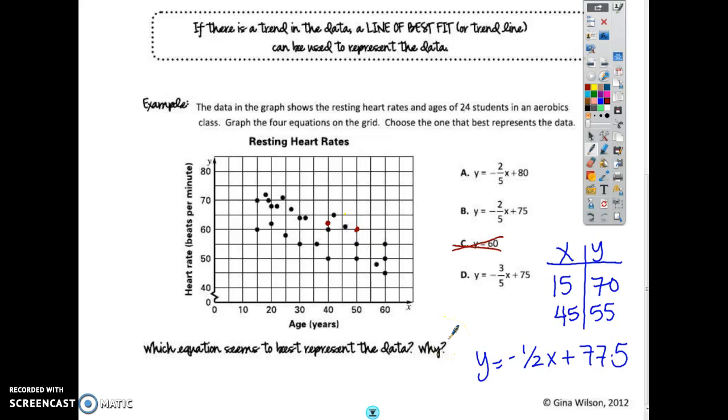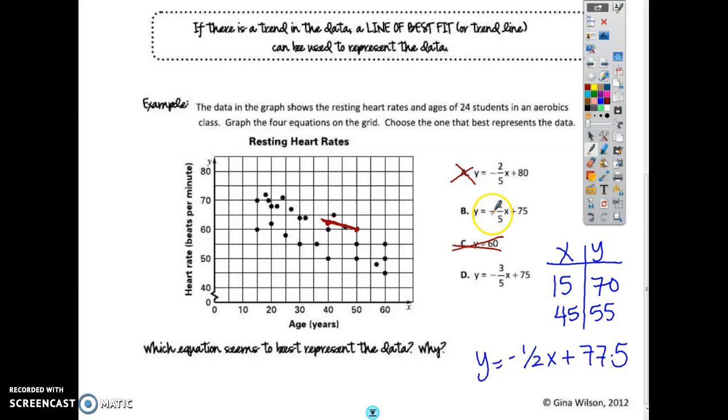Would that help? Do those points go through my correlation? Are they in the middle of the correlation, or are they on the higher end? Like if I was to draw a line that goes through them, does that look like my line of best fit? No, it's too high. Okay, it's too high for me. So I'm not going to use A.